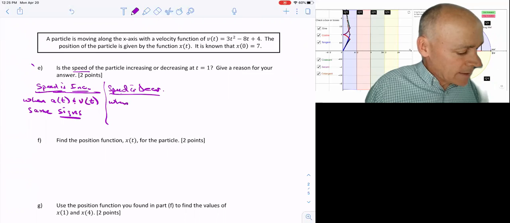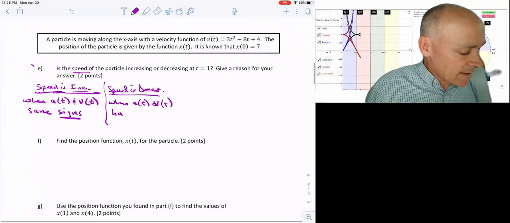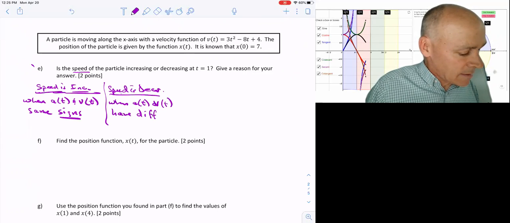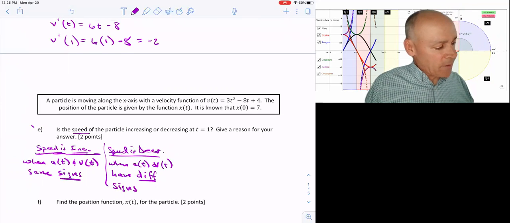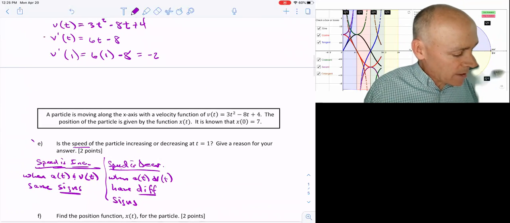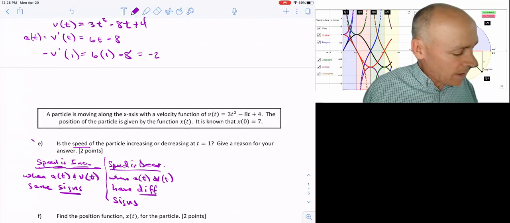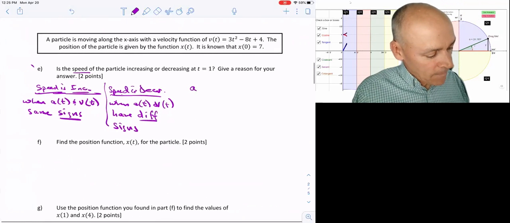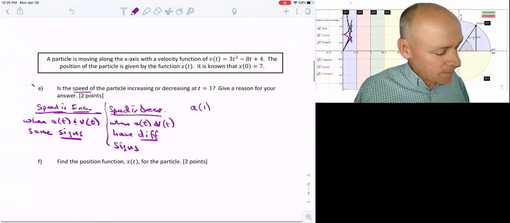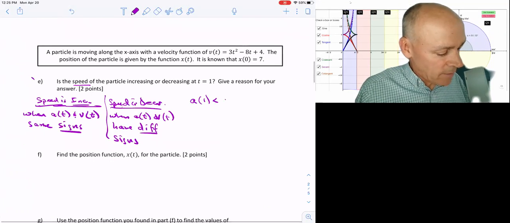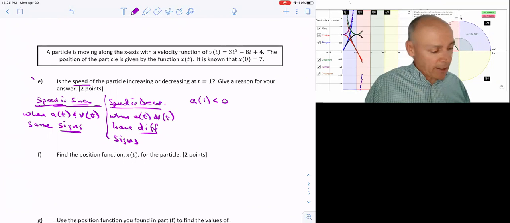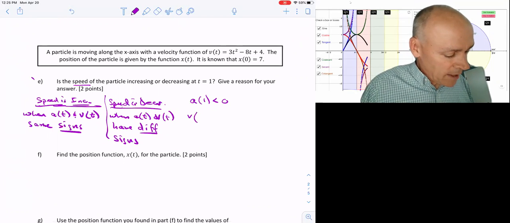Well, then obviously, speed is decreasing when A at t and V at t have different signs. Okay, well, we just found V prime at t would be the same as A, acceleration. And so we found that A at 1 is negative 2, right? So it's just negative.